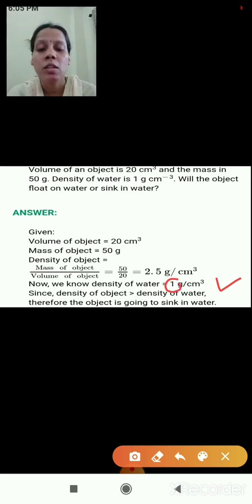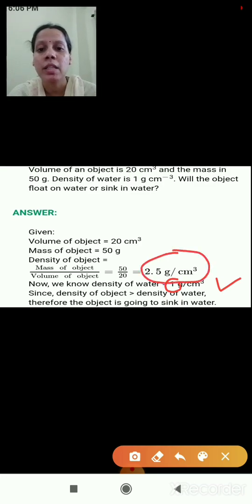So the density of water is given, volume is given, and mass is given. First we will find out the density of the object. Density is equal to mass upon volume, correct? So 50 upon 20, the 0s will get cancelled, 5 upon 2, so 5 upon 2 is equal to 2.5. So the answer is 2.5 gram per cm cube.